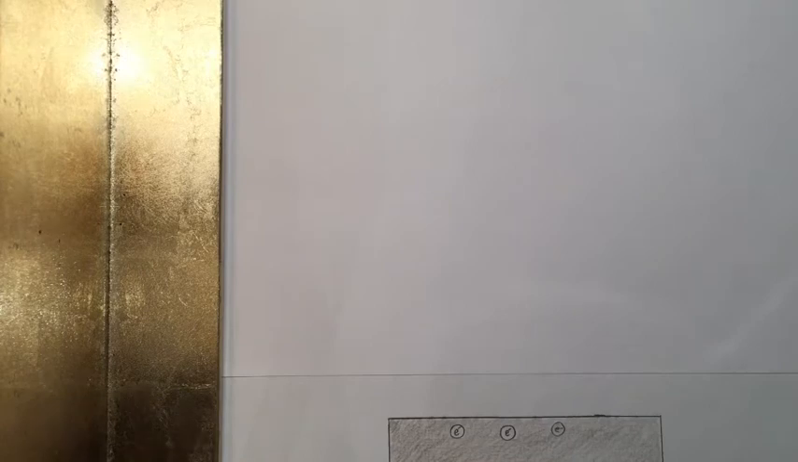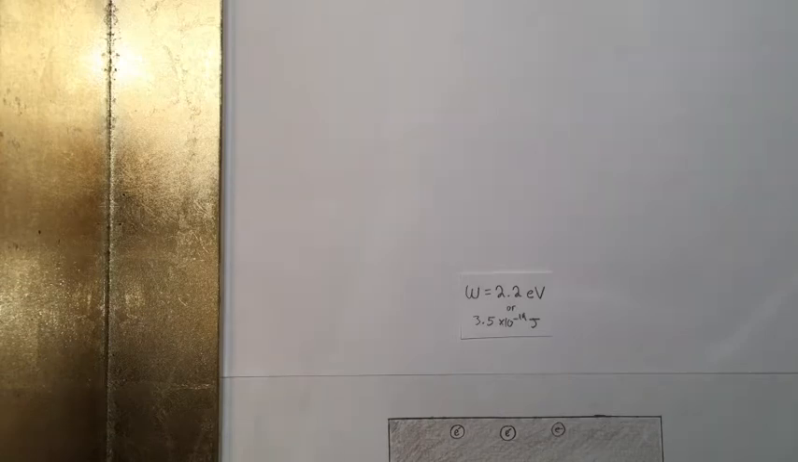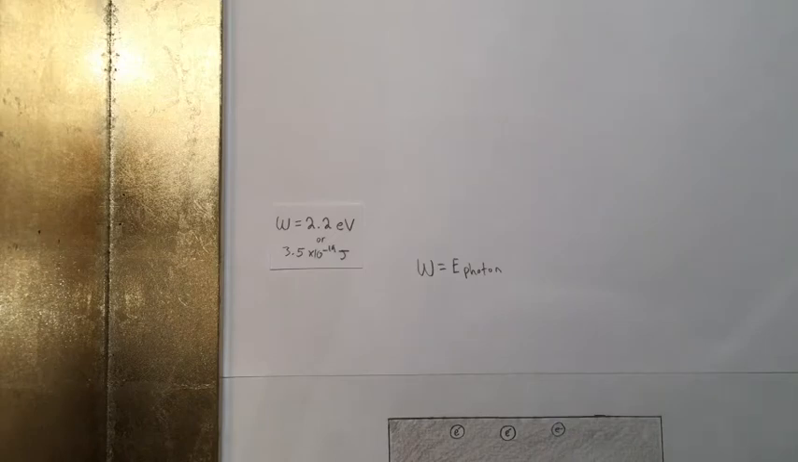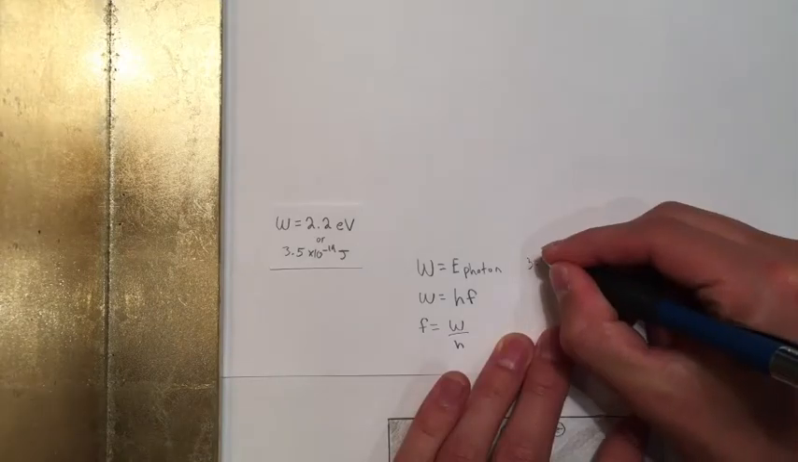In our example, our metal has a work function equal to 2.2 electron volts, or 3.5 times 10 to the negative 19 joules. We can find the threshold frequency by equating the work function to the energy of the photon. A photon that has the threshold frequency has just enough energy for an electron to be released. We see now that the work function is equal to Planck's constant times the frequency. We can rearrange this formula to solve for the frequency. We can see now that we need to divide the work function by Planck's constant.